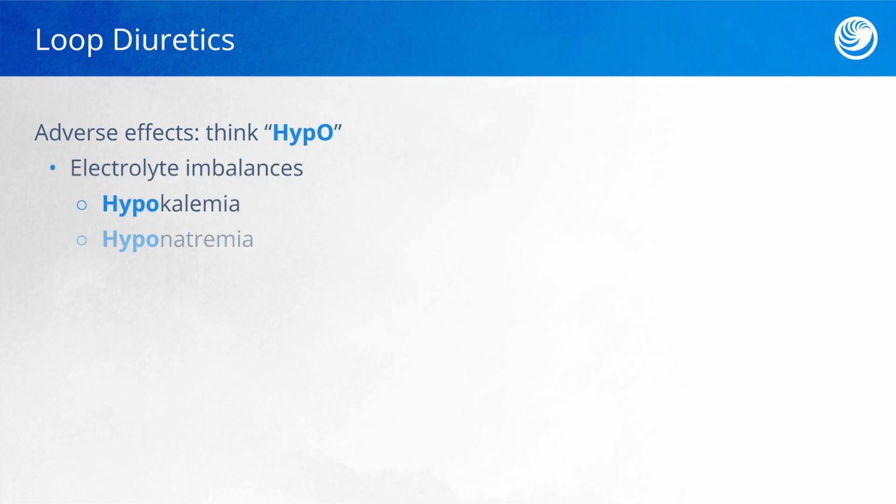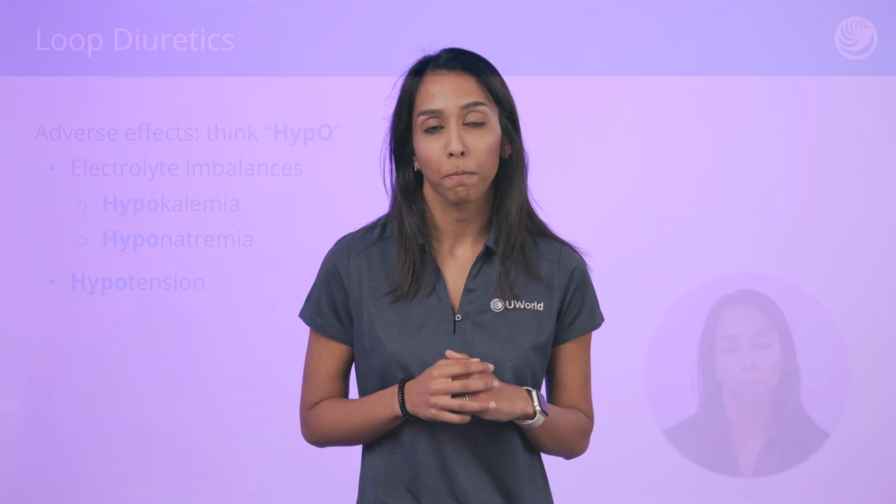Now, to remember the common adverse effects related to loop diuretics, think of hypo, as these drugs can cause hypokalemia, hyponatremia, and hypotension. The electrolyte imbalances caused by loop diuretics, including decreased potassium and sodium, are directly related to how these drugs work to cause that diuretic effect by blocking their reabsorption. These electrolyte abnormalities should be identified and corrected promptly, as persistent low levels will increase the client's risk for arrhythmias.